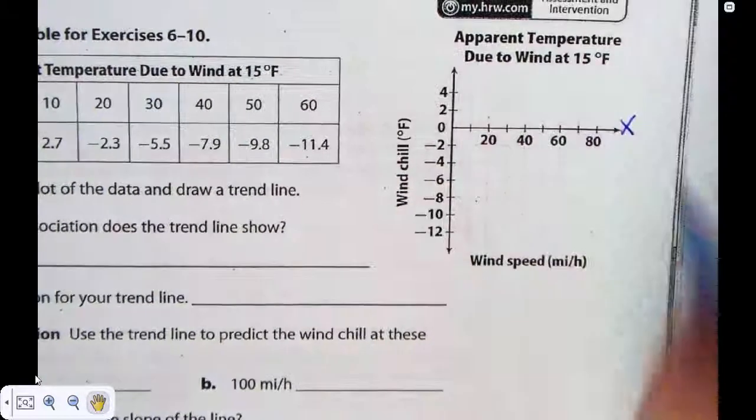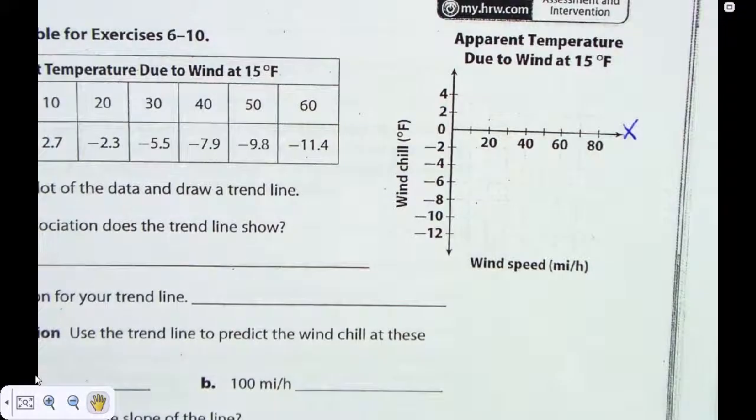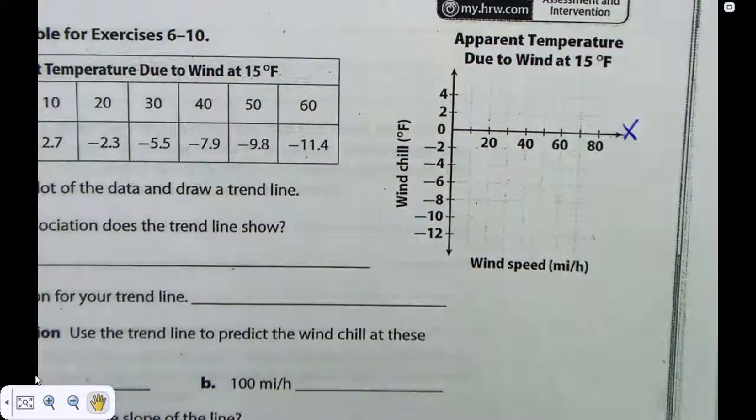X right here. Okay, how many of you have been sitting in your car? The car's not running. You're just sitting in it watching it. Okay? And you get outside and it's freezing. You're sitting in the car. No, car's not running. You get outside. Why is it cold outside?